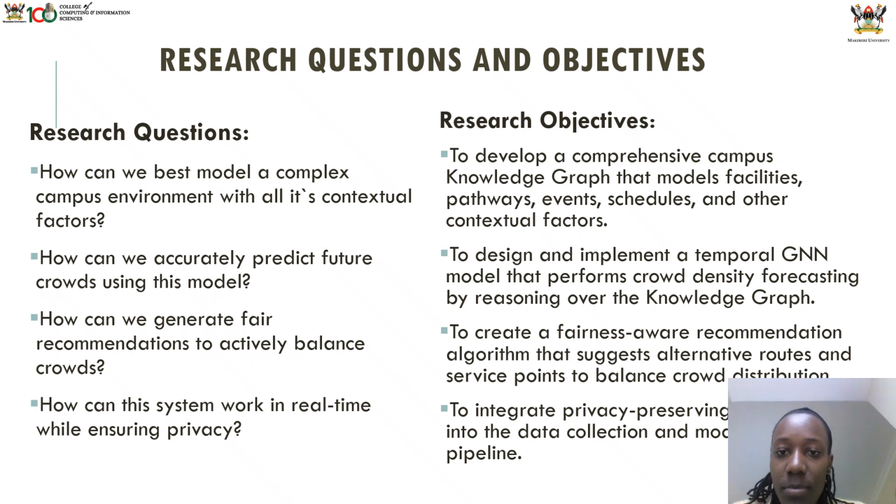And our research objectives were to develop a comprehensive campus knowledge graph that models facilities, pathways, events, and other contextual factors; to design and implement the temporal graph neural network model, a model that performs crowd density forecasting by reasoning over the knowledge graph; to create fairness-aware recommendation algorithms that suggest alternative routes and balance crowd distributions around campus; and to build privacy-preserving analytics into our data collection and model pipeline.